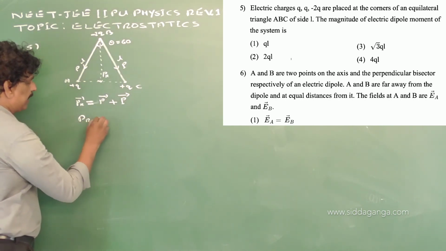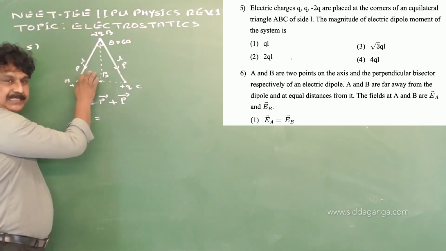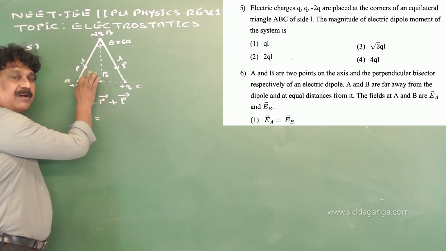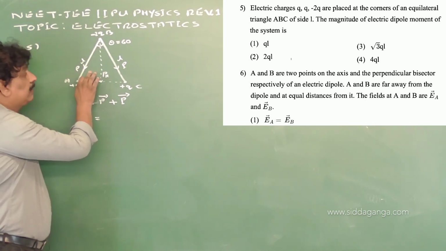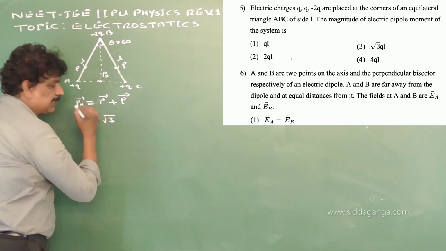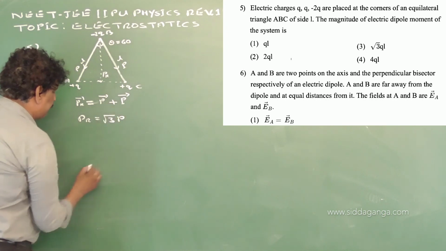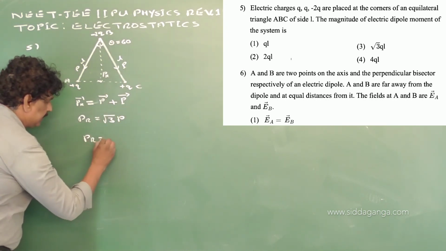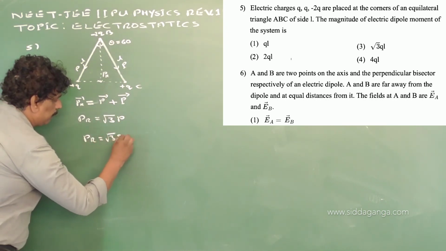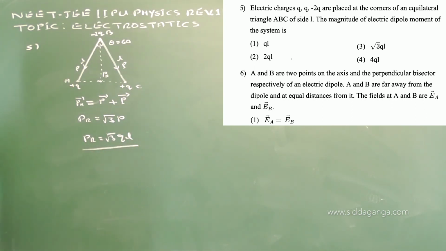Now if we take the magnitude, when two equal vectors are inclined at an angle of 60 degree, then the resultant is root 3 times the magnitude of either vector, that is root 3 times P, where dipole moment P is equal to QL. So our option is 3, root 3 QL.